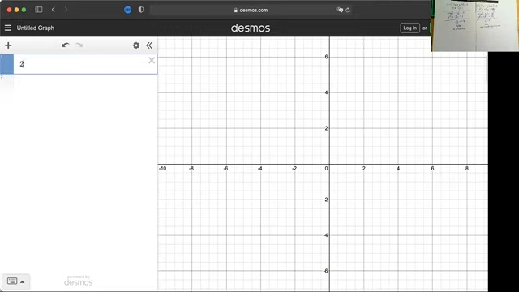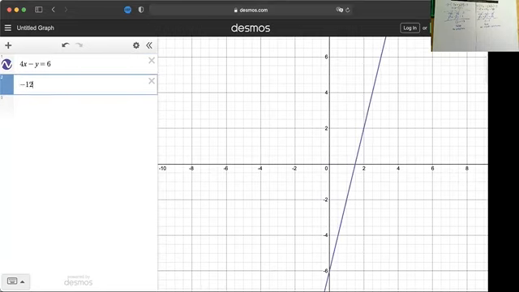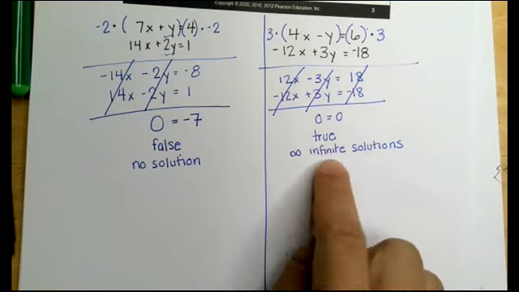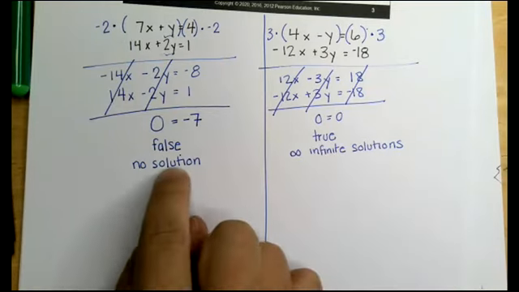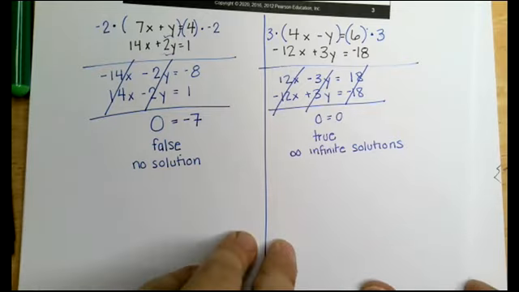This one was 4x minus y equals 6 and negative 12x plus 3y equals negative 18. You see how if I click on the purple, it turns purple. If I click on the black, it turns black. And each of these is a point in common. So every point on the line is a point in common. That's why that would be infinite solutions, every point on the line. No solutions, the lines never touch.